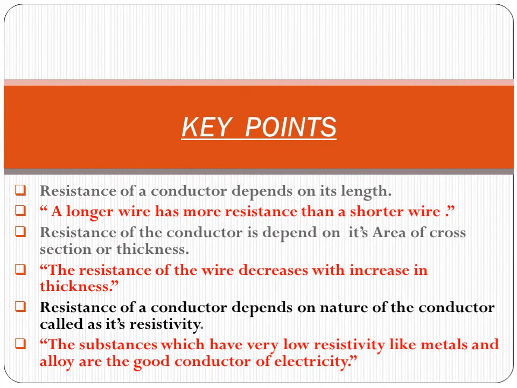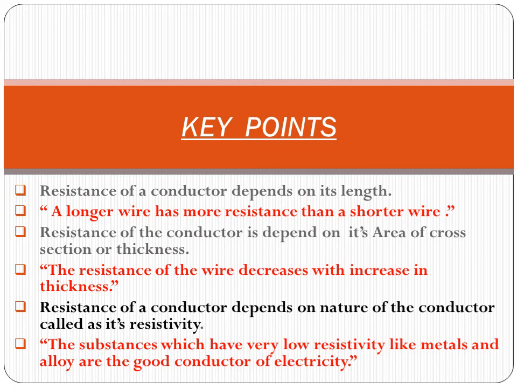Now let's come to the key points of the topic. First, the resistance of a conductor depends on its length. That means a longer wire has more resistance than a shorter wire. Second, the resistance of a conductor depends on its area of cross section or thickness. That means the resistance of the wire decreases with increase in thickness. Third, the resistance of a conductor depends on the nature of the conductor, called its resistivity.